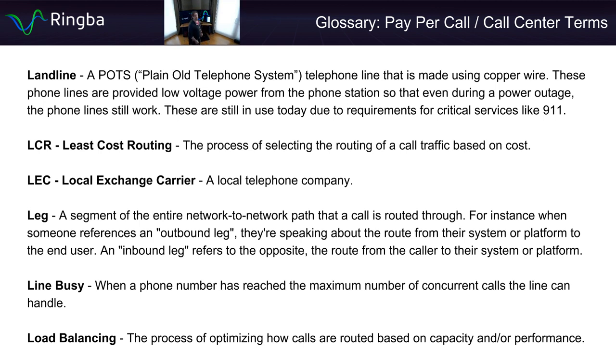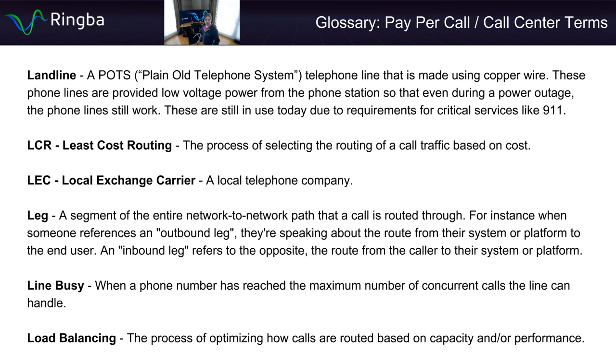A leg is a segment of the entire network-to-network path that a call is routed to. For instance, when someone references the outbound leg of a call, they're speaking about the route from their system or platform to the end user. An inbound leg refers to the opposite. That's the route from the caller to their phone system or platform. So when someone calls a Ringba number, the inbound leg is when that person calls the phone number and it connects them into Ringba, and the outbound leg is the call that actually is initiated and goes to the buyer.